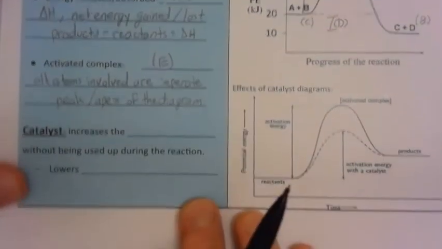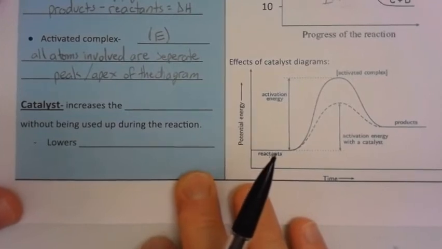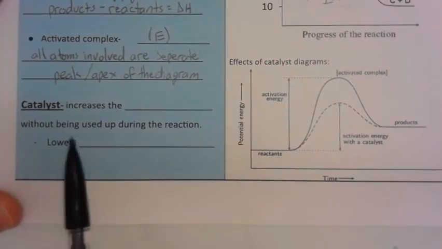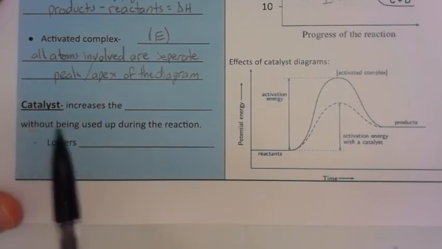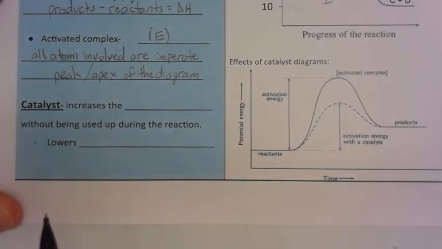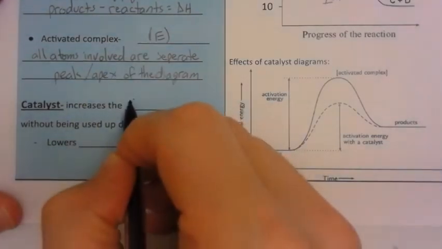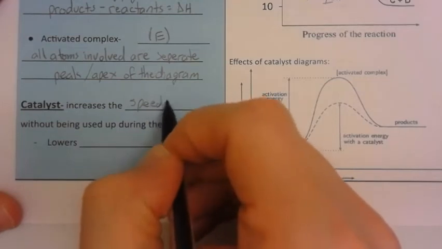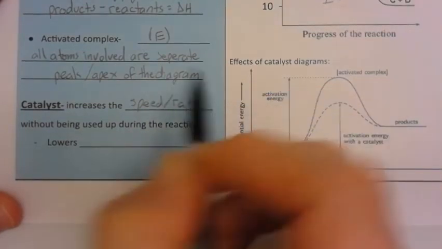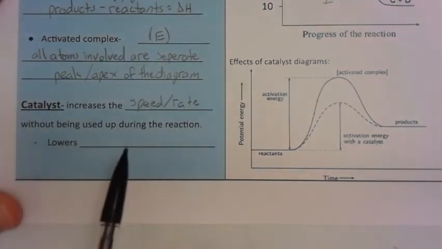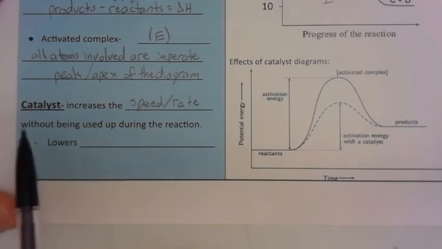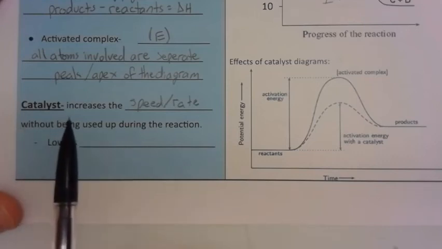Okay, the last little tweak to these energy diagrams is whenever we have something called a catalyst involved. You're probably familiar with that term from last year in biology. They talk a lot about enzymes being catalysts for certain biological pathways. And a catalyst does just that. Like an enzyme, it speeds up a biological reaction. A catalyst increases the speed or the rate, but it's really important that it's speeding up the chemical reaction without actually being used up during the reaction.